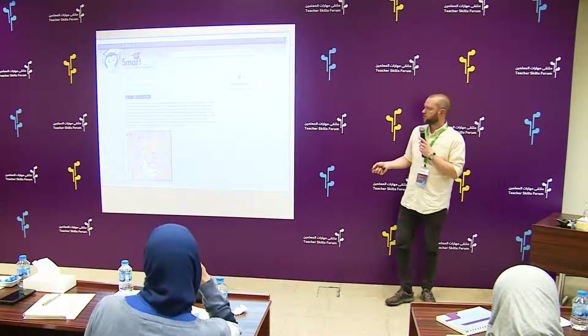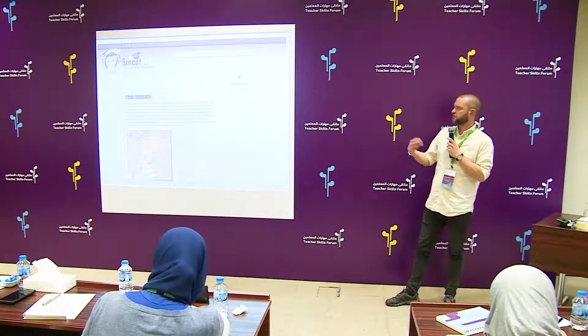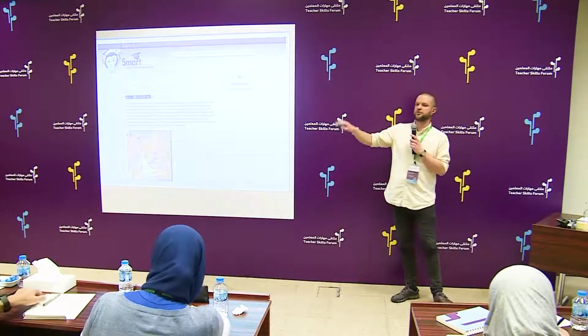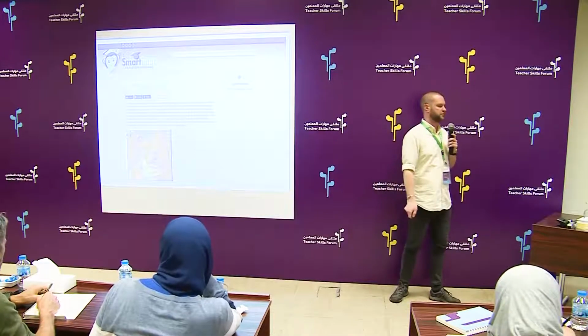So this is Smart Tutor. You can see here that the kids are just looking at a computer. There's no interaction between them. All of the tasks that they do are purely online. So they're co-located here, but they could be at home as well.